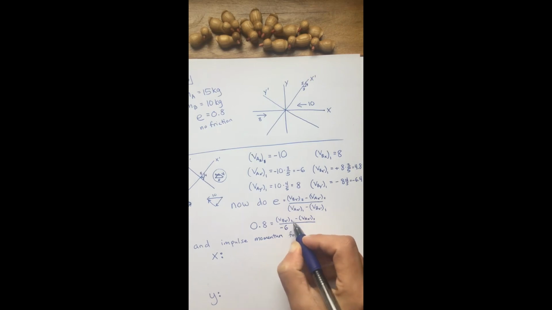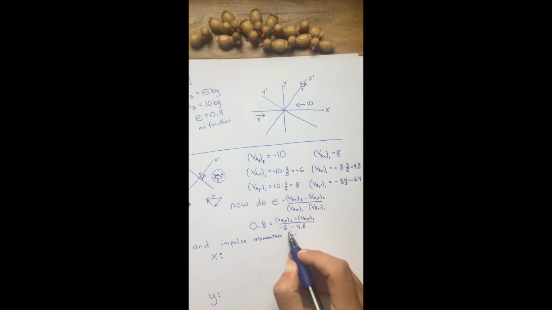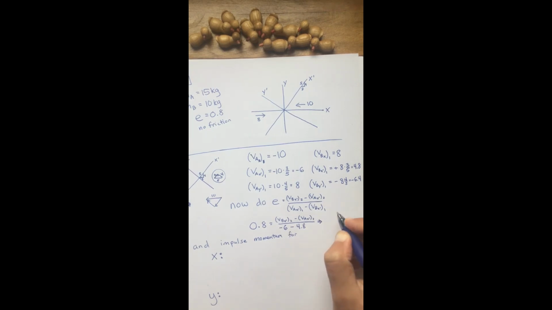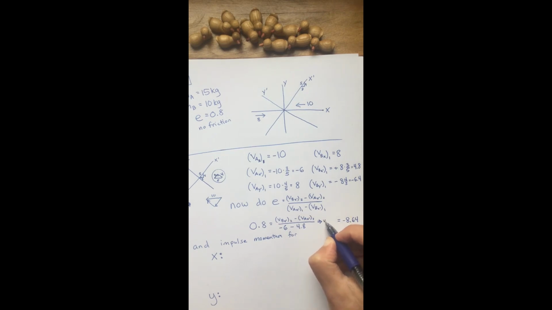That's -6. Remember, you need to include the signs in this formula. And vbx prime 1 is 4.8. The denominator is -10.8. And if I multiply both sides by -10.8, -10.8 times 0.8 gives me -8.64. And that leaves me with minus vax prime 2. And this is equation 1.